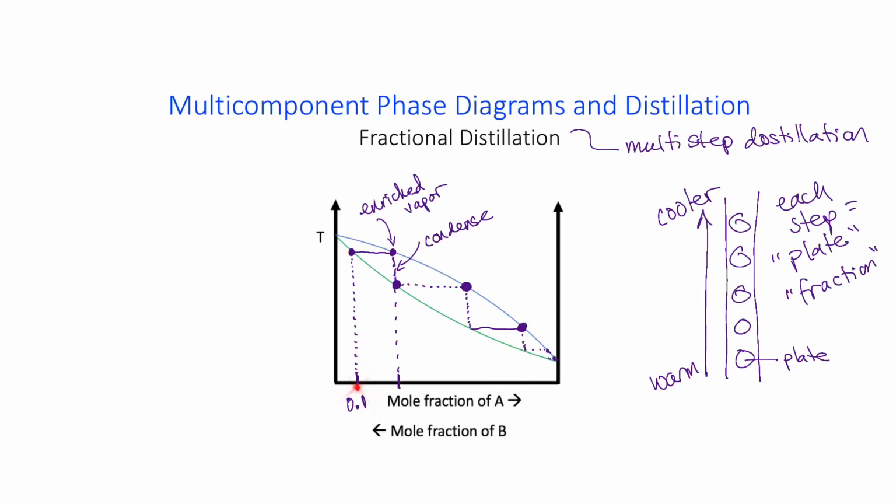Again, just heating, getting that enriched vapor and condensing, and then getting that enriched vapor and condensing again, and then that enriched vapor and condensing again, and so on until you get the mole fraction of your volatile component that you are desiring.